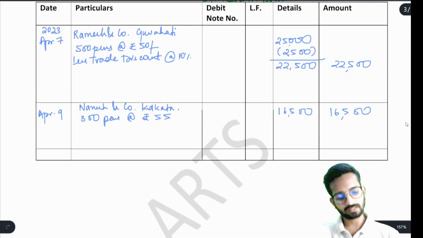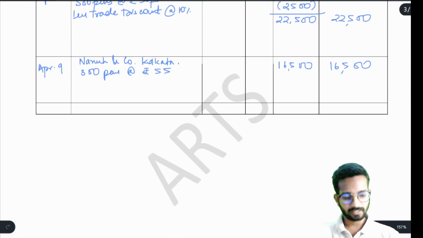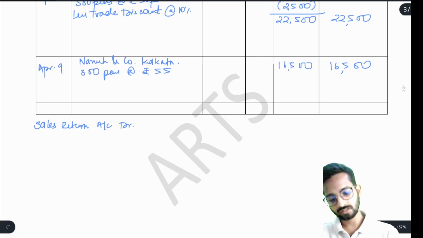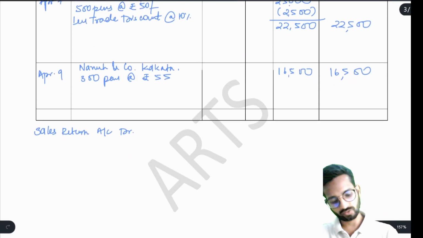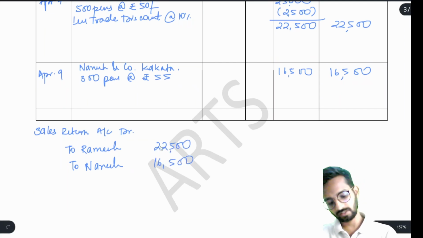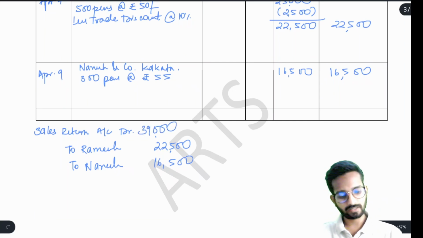Now what will we do? We'll pass the journal entry. Sales is credited, so sales return will be debited. Very good. Sales return account debit. Who is returning the goods? Ramesh and Naresh and Co. So we'll write to Ramesh, to Naresh. What are the amounts? 22,500 and 16,500. It will become 39,000. This is it. Simple enough.